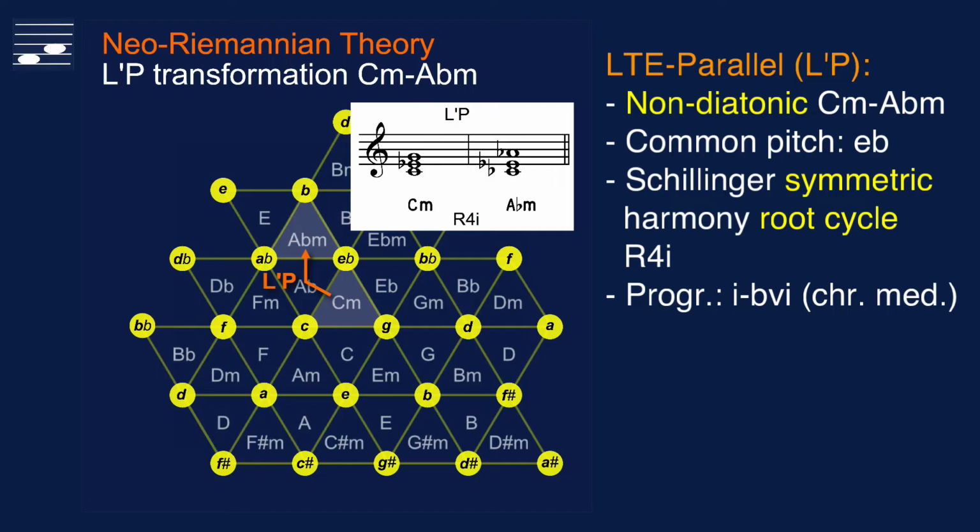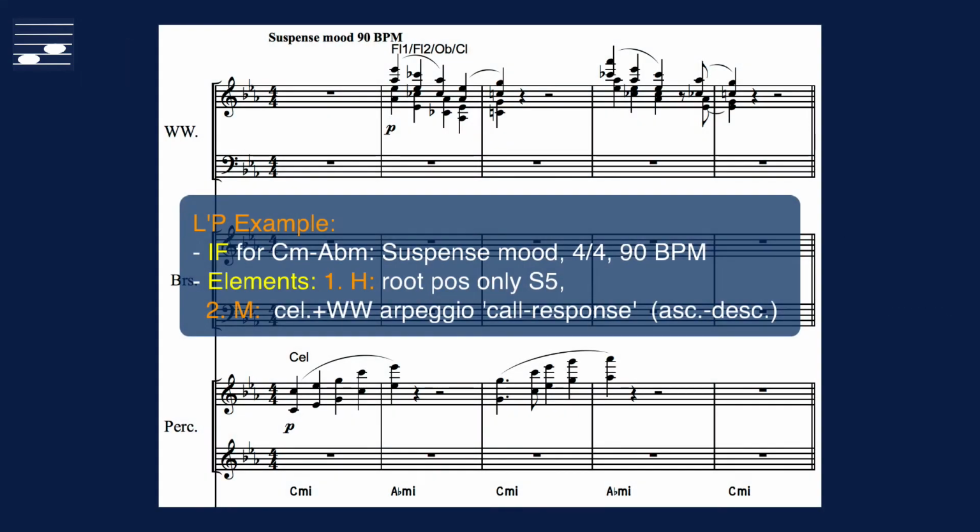Progressions are of the chromatic mediant type in minor, such as from the tonic minor degree to the lowered 6th degree minor triad. The application example is a slow suspense mood music cue. The musical elements in this instrumental form are the two chords in root position S5 and the melody, which consists of an ascending arpeggio in the celesta part and descending triad arpeggios in woodwind. Sorry for omitting the tremolo string part in the score of this eerie, sinister phrase.